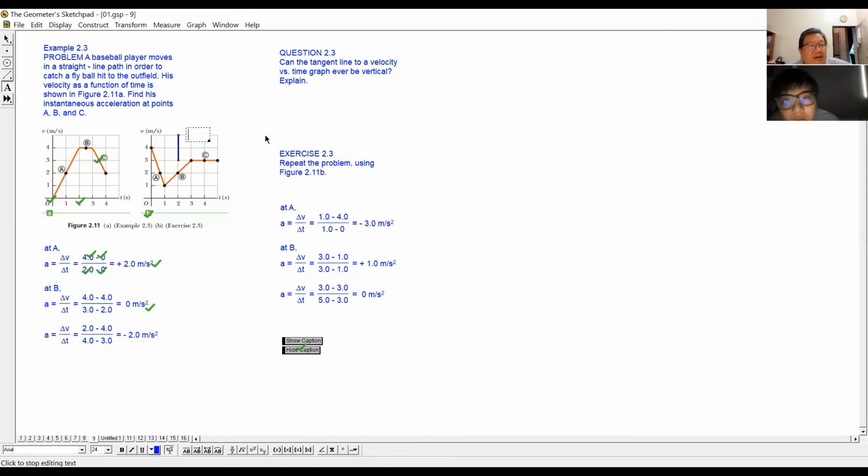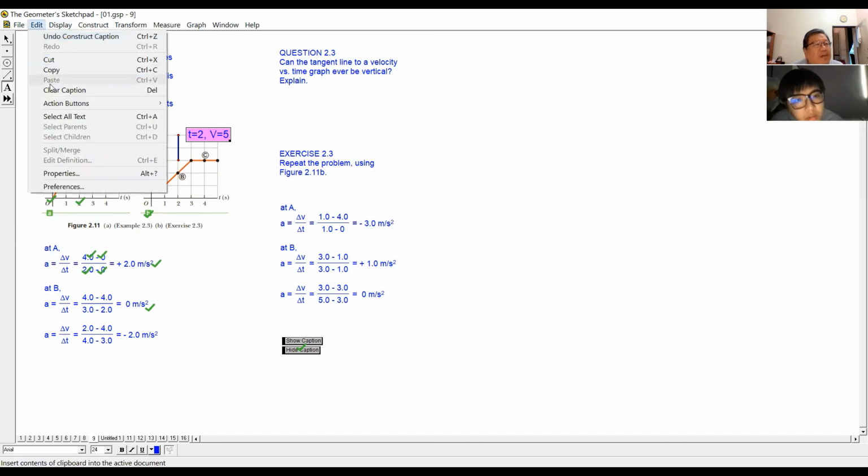Why is it cannot? Because in order to calculate, this one, the time is 2. The velocity is how much? The velocity is 5. Okay, let's say the velocity is 5. So at the top, this point at the top here, the time is 2, then the velocity is 5.